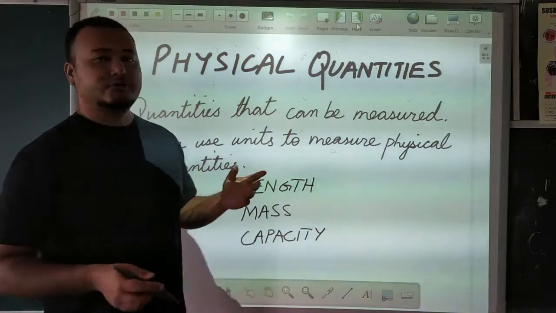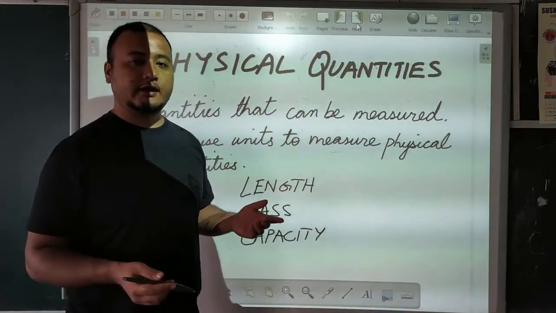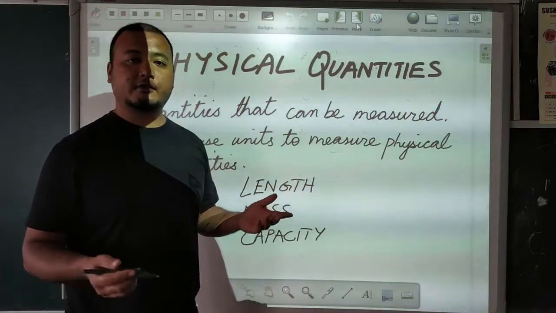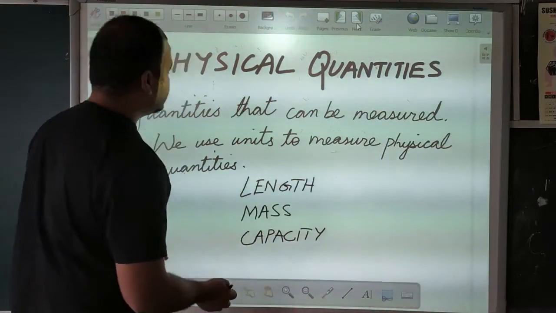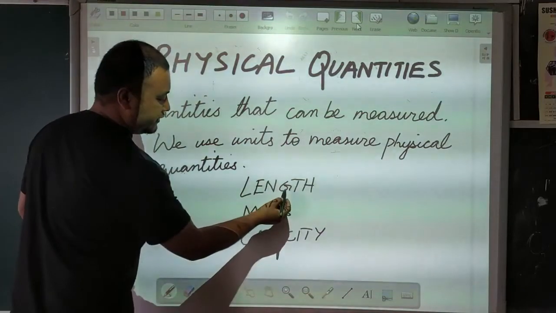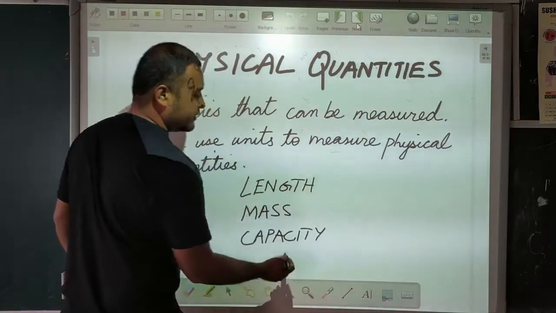Okay. This water bottle can hold 1 liter. So liter is a unit. And the last one was, please fetch a bag of 5 kg of potatoes. So kg is a unit. So these are some of your physical quantities, length, mass and capacity. And we use different units to measure them.